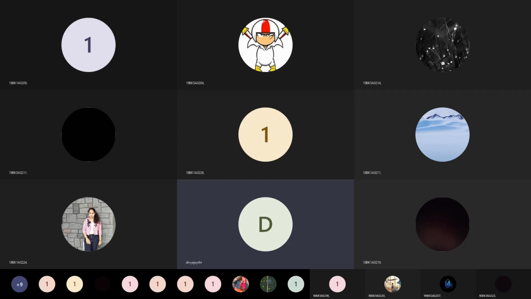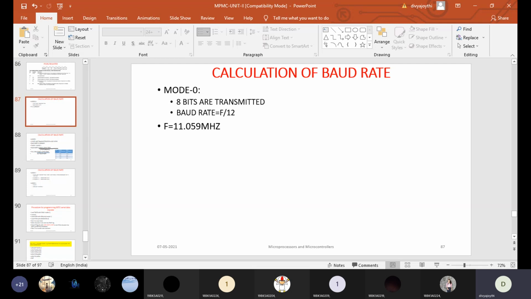...is nothing but bit rate, that is, how much data is being transmitted from the transmitter to the receiver, or how much data is being communicated between two devices per second. That is nothing but the baud rate.